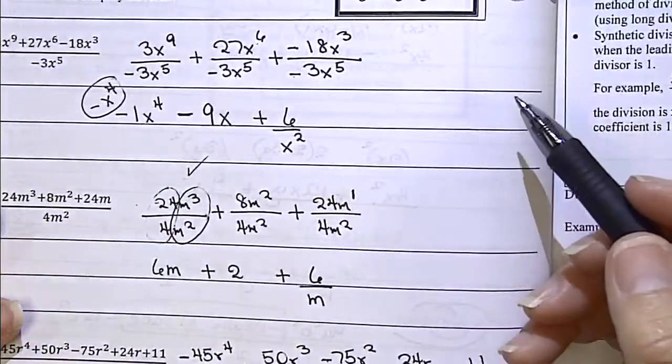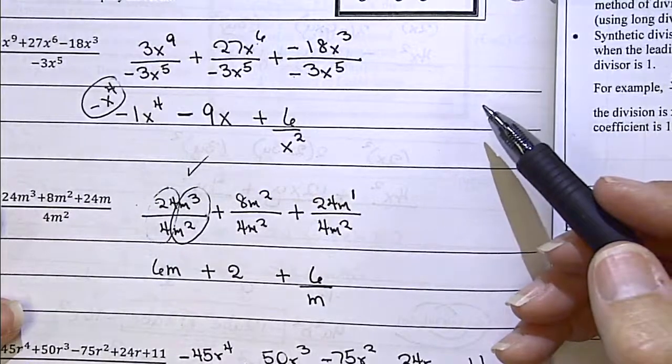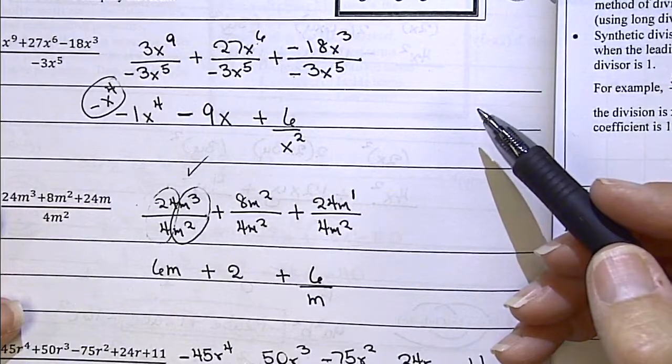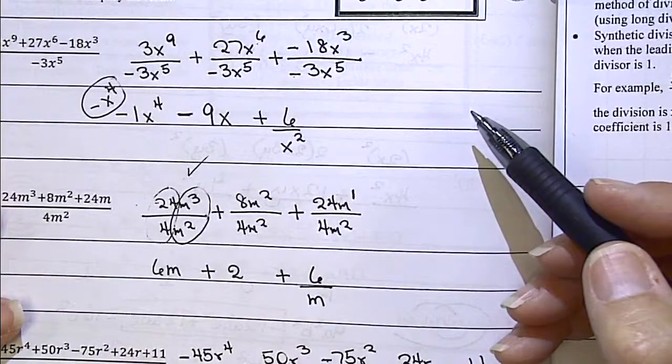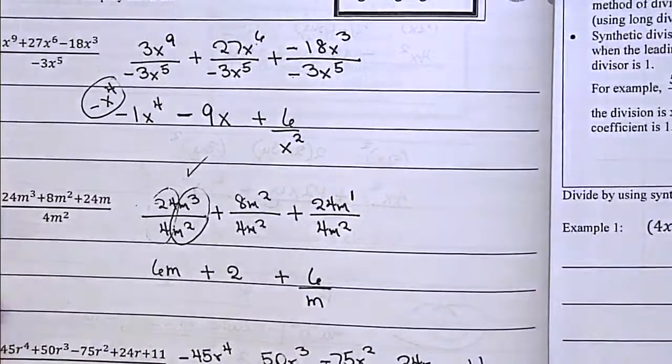But if we would have put the answer as 6x to the negative 2, remember that you cannot finish a problem with a negative exponent. That's the thing you have to remember. Negative exponents have to be resolved. Okay? All right. Last one, sorry.